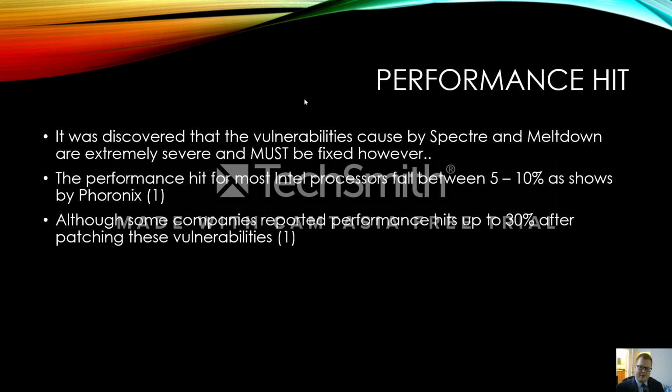Phoronix is a company that studies how much of a performance hit is actually measured, and they're measuring about 5 to 10% across the board for Intel processors. However, some companies using higher-level Intel processors in their data servers or data centers have reported that the performance hit is up to 30%.